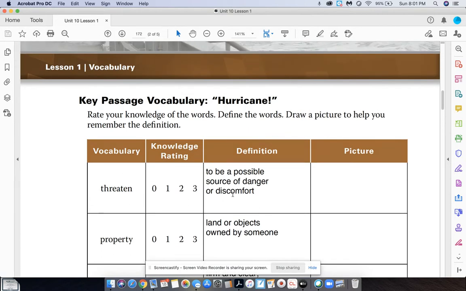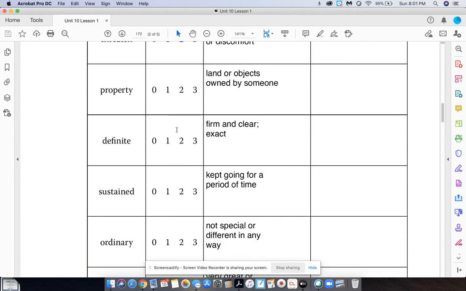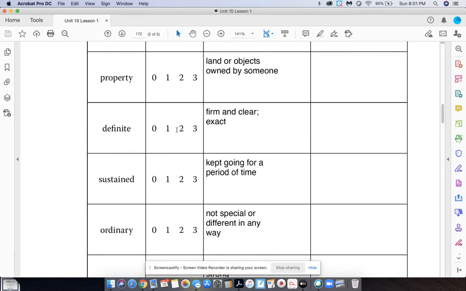Threaten means to be a possible source of danger or discomfort. You don't have to write anything down, but for the knowledge rating for vocab words, you might be familiar with this, and teachers have had students do this for a long time. If it's a word you've never heard of, that would be like a 0. I've never heard of that word. 3 would be, yep, I know that word. I can use it. I could write my own definition. I could spell it. And 1 and 2 would be somewhere in the middle. But you don't have to write anything right now.